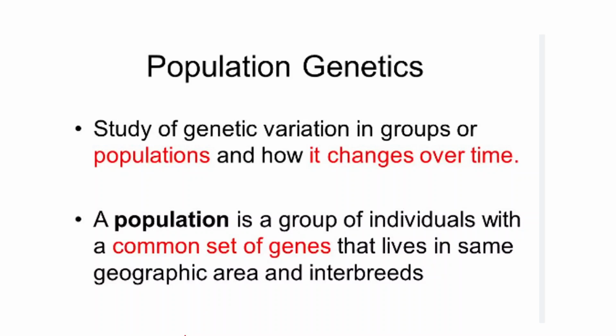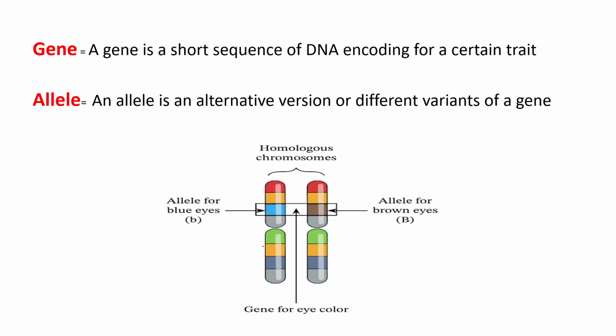A population is a group of individuals with a common set of genes that live in the same geographic area and can interbreed to produce fertile offspring. So a population should have the same kind of species, having a common set of genes.